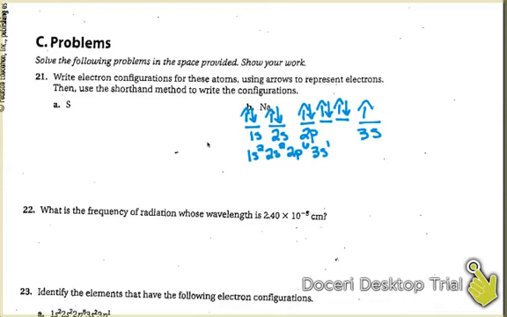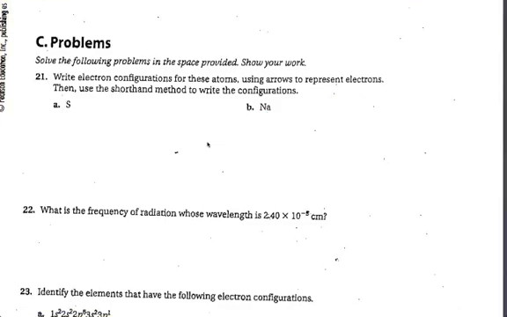Let's go ahead and do the shorthand method. The noble gas that is before sodium is neon again, so we put neon in brackets, and then we continue on with our electron configuration, which is 3s1. All right, so now let's look at number 22. Number 22 is asking you to do another wavelength frequency energy problem.